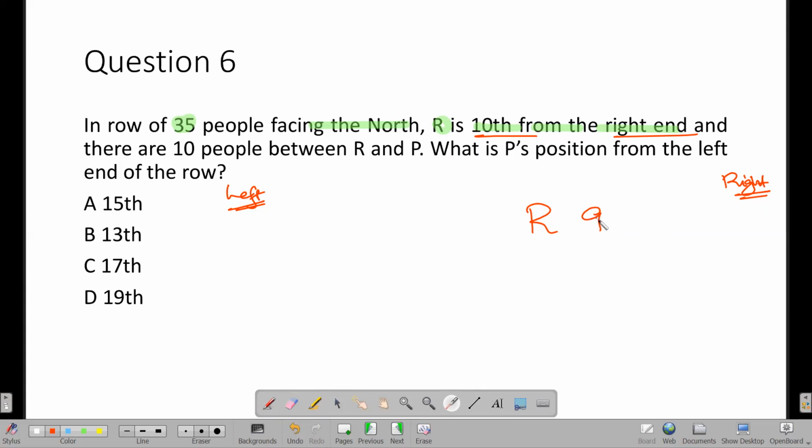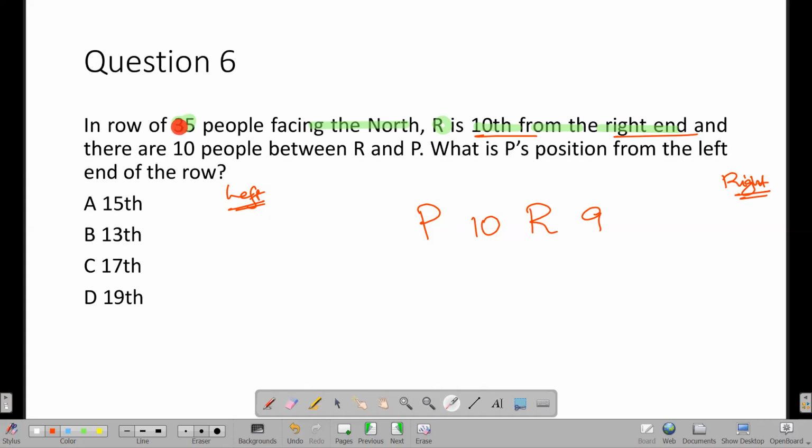That is the logic. So R is 10th from the right end, and there are 10 people between R and P. It is very clearly given that there are 10 people between R and P. So you cannot consider P to be on the right hand side of R. It is not possible, because definitely between R and P you have to consider 10 people. So here it will come only this way: R, 10 and P. So you have satisfied the condition. R is 10th from the right end. There are 10 people between R and P. Like this it will come.